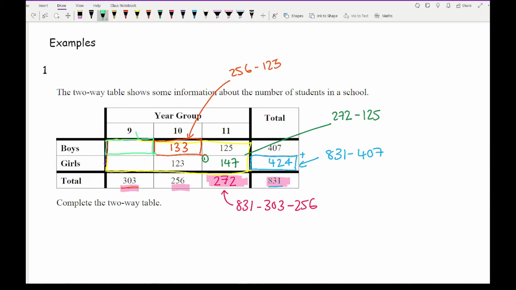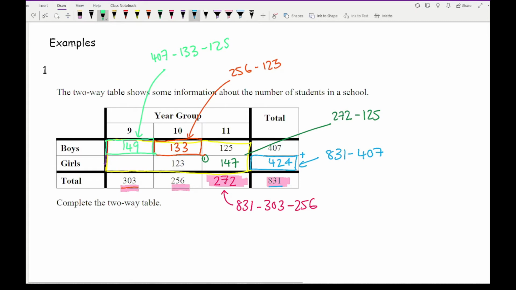So to work out this number here, what I need to do is do 407, which is the grand total, take away the 2 other amounts of boys that I know, which is 133 and 125, so 407 take away 133 minus 125, and that gives me 149.